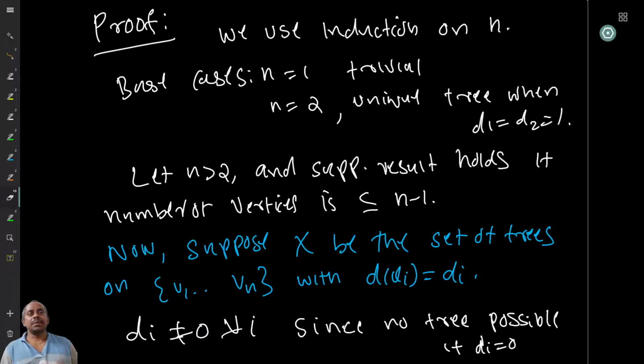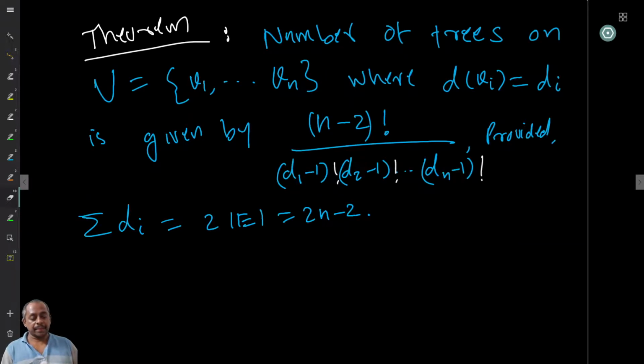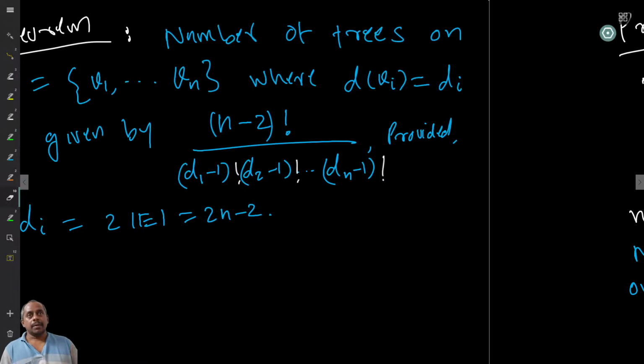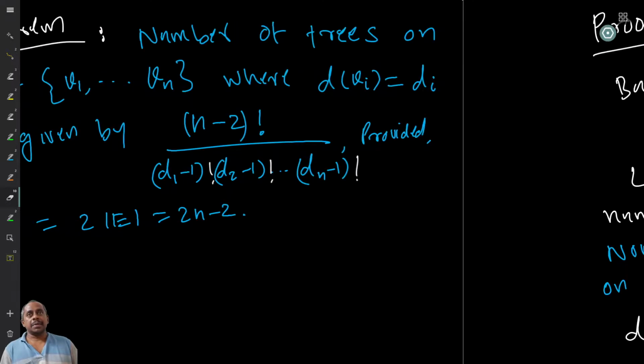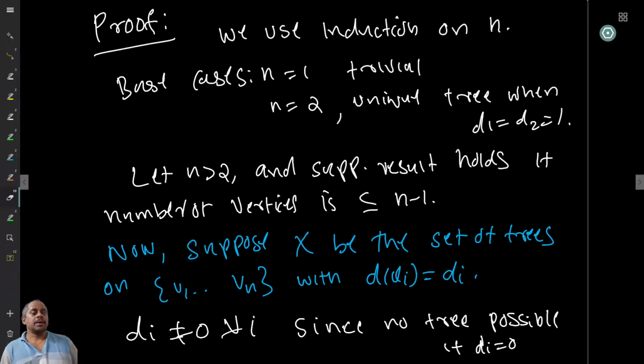If di is 0, in this formula we will get di minus 1 factorial, which becomes a problem in our definition, so it doesn't make sense. So we will say that this is not possible. Therefore, di equal to 0 is ruled out.